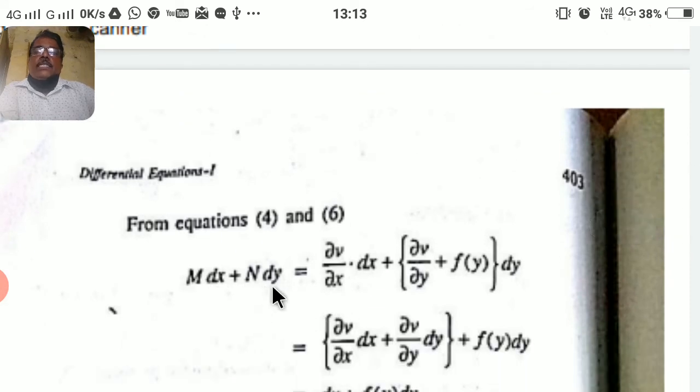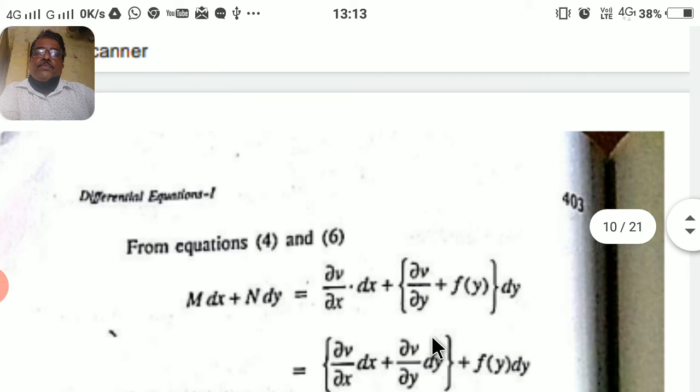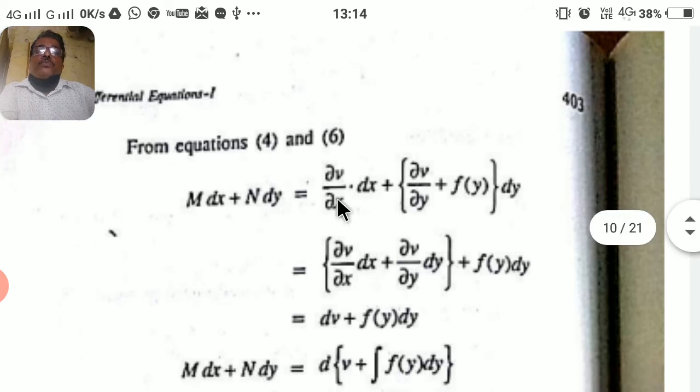So m dx plus n dy can be written as m, which means ∂v/∂x, dx, plus n, which, as we already found, is ∂v/∂y plus f of y, dy. Substitute those values in this equation: ∂v/∂x dx plus, now multiplying, ∂v/∂y dy plus f of y dy.